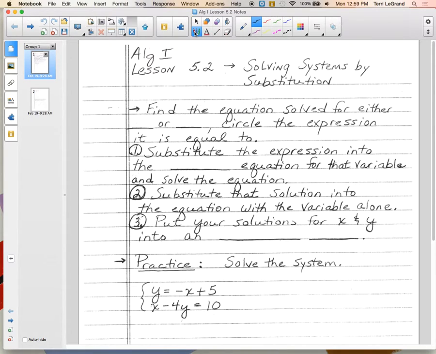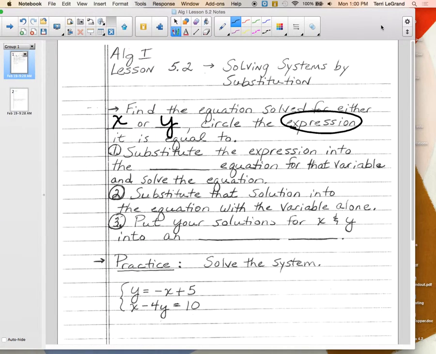So here's what we're going to look for today. We're going to find the equation that is solved for either x or y. In other words, we're going to look at the two equations and ask, does either of them have the x alone or the y alone? And if it does, we're going to circle the expression that that x or y is equal to. If you want to use a highlighter instead, you can, but I suggest you do something to show what you're actually substituting. Kind of like I just did over here on the board. I circled the 7 plus 2 and said I'm going to put it in place of this 9 down here, and I still am going to have an equivalent statement.